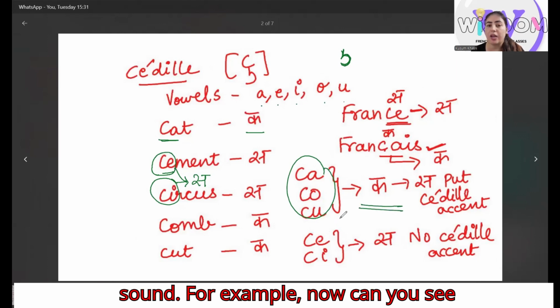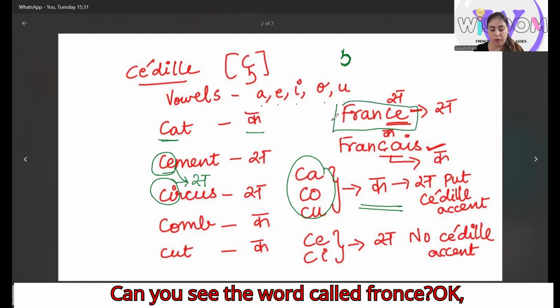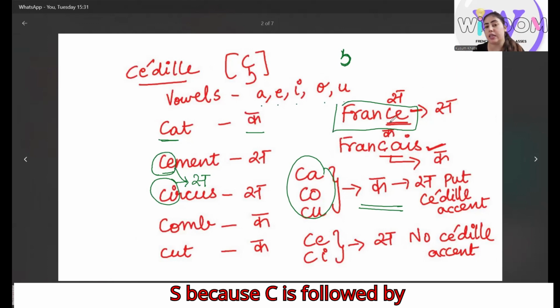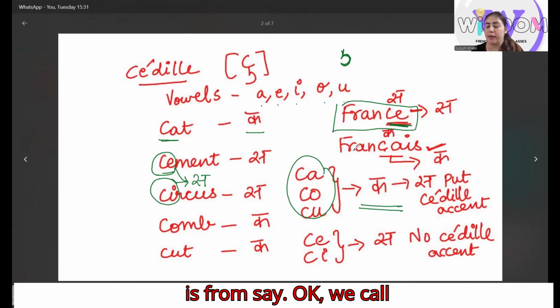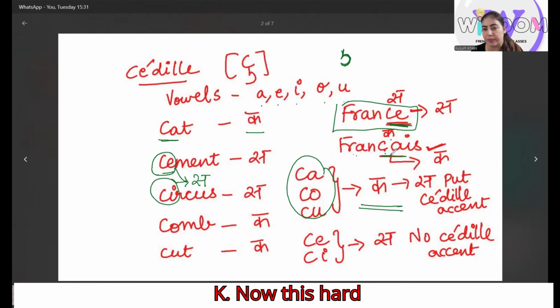Whereas C followed by A, C followed by O and C followed by U will always give you the K sound. For example, can you see the word France? The parent word has the pronunciation of S because C is followed by E. Fine. But the word which is coming from the parent word is français. If C doesn't have the Cédille accent, CA is to be pronounced as K. So it will become franquet.